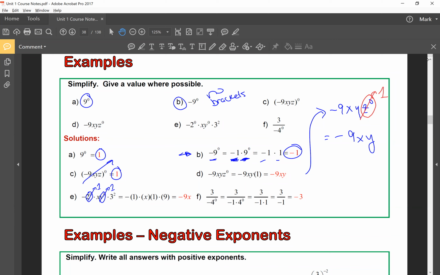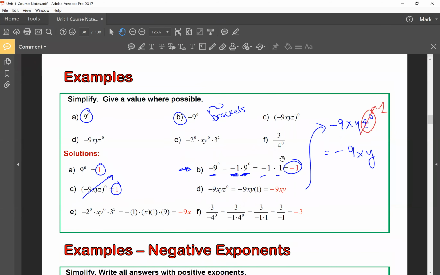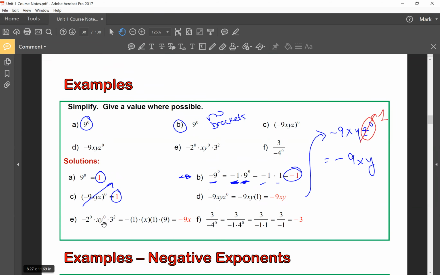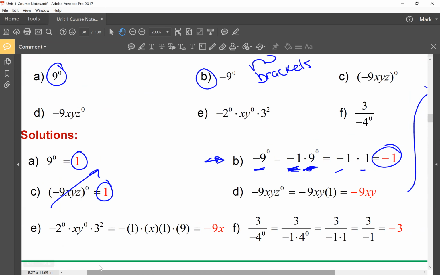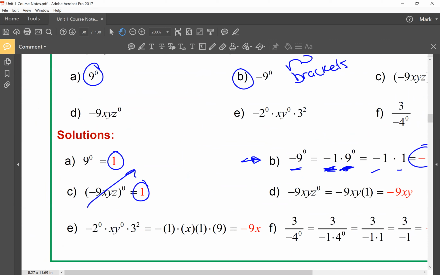So the negative stays. Let me erase this. I'm writing a bit too small, maybe I'll zoom in. Okay, if I zoom in, this might make my life a little easier. Only what the 0 touches turns into a 1. So I'm still left with a negative, I'm still left with an x, and I'm still left with a 9 or a 3 squared.